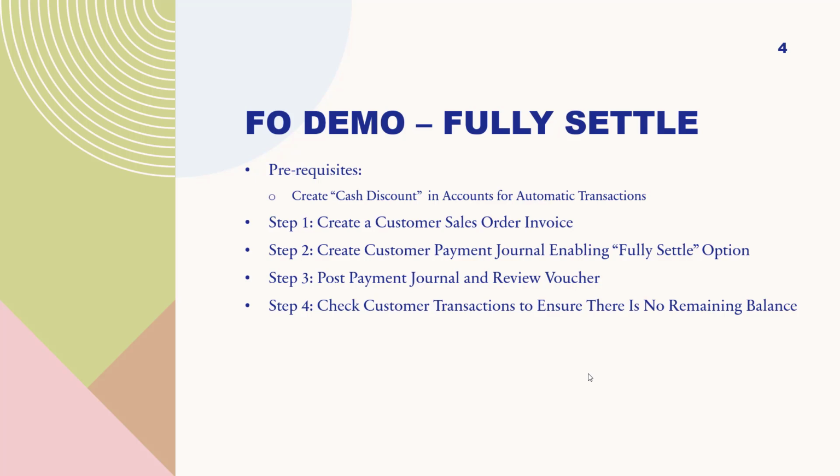And you're going to see that at the same time, we're going to post the AR and bank, but at the same time, there is another voucher generated. That's step 4. Basically, we'll generate another voucher with the 30 cents difference. So we're going to post the payment, review the voucher, and at the same time, also check the customer transactions to ensure there's no remaining balance. So now let's switch back to F&O. I'm going to show you the first step, create the cash discount in the automatic posting.